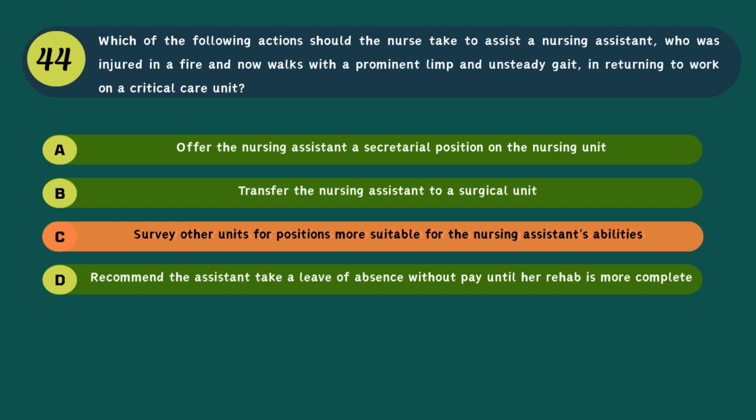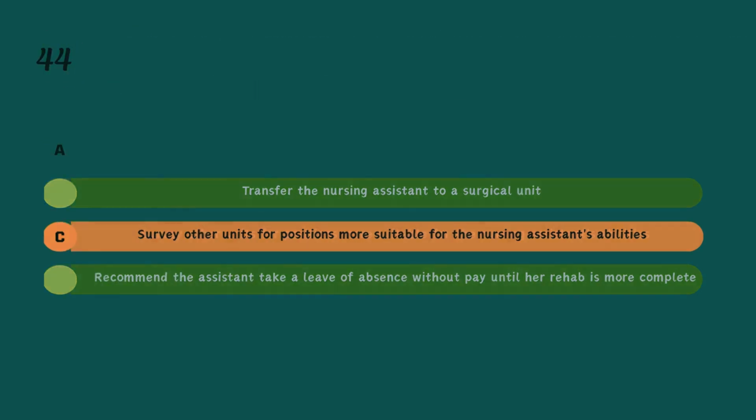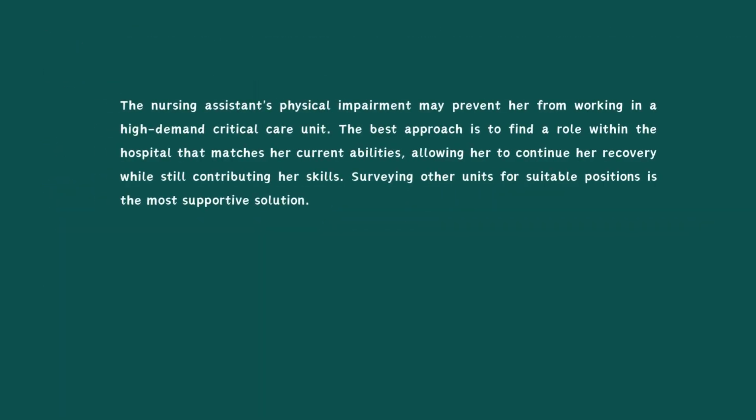Correct answer. C. Survey other units for positions more suitable for the nursing assistant's abilities. The nursing assistant's physical impairment may prevent her from working in a high-demand critical care unit. The best approach is to find a role within the hospital that matches her current abilities, allowing her to continue her recovery while still contributing her skills. Surveying other units for suitable positions is the most supportive solution.